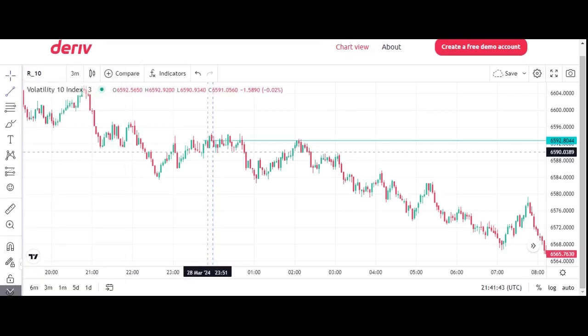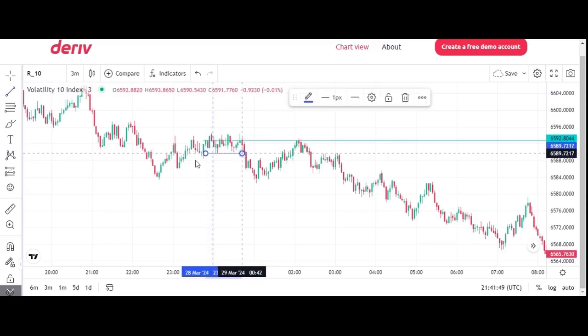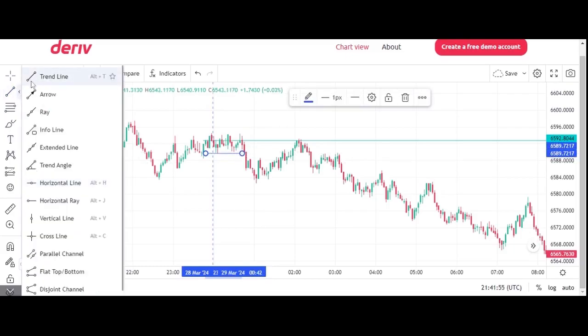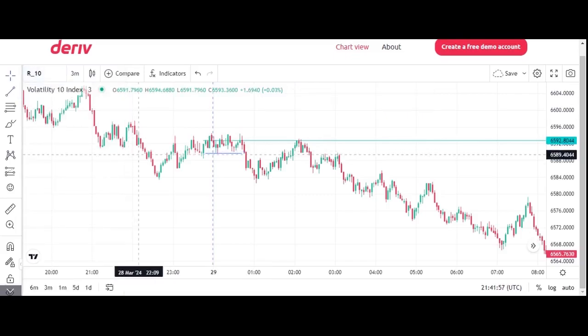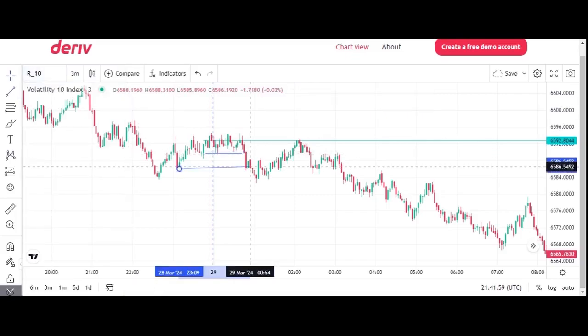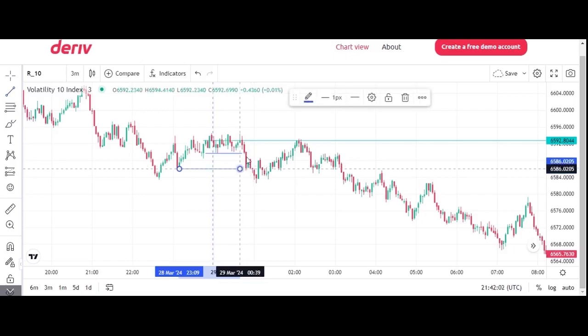Break of structure. So there's a break of structure here, and then there's another break of structure somewhere here. Let me just use the trend line. There's another break of structure here, right? The candle, this one here, that initiated these breaks of structure, we are going to use it as our entry.